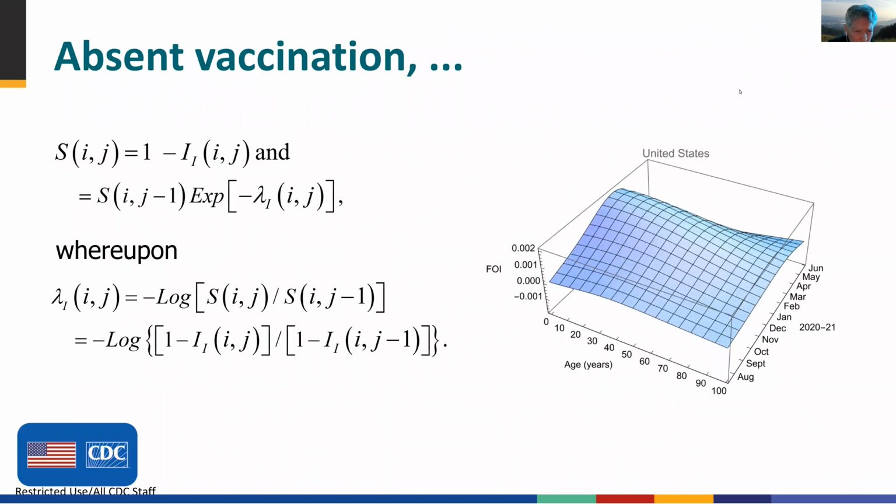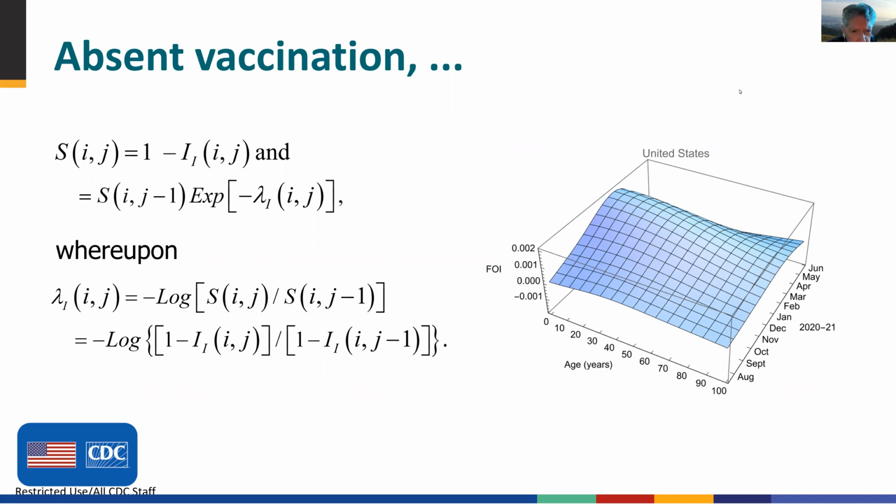It's a bit simpler when there's only... this should not say absent vaccination, so it's only infection here. But we approach this in the same way. And this is an example of the surface of the forces of infection now as a function of age and time.